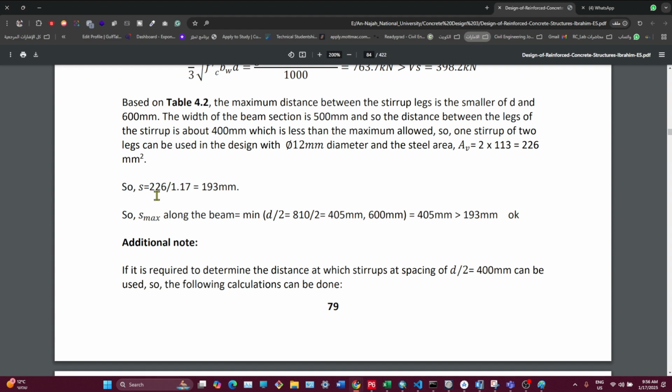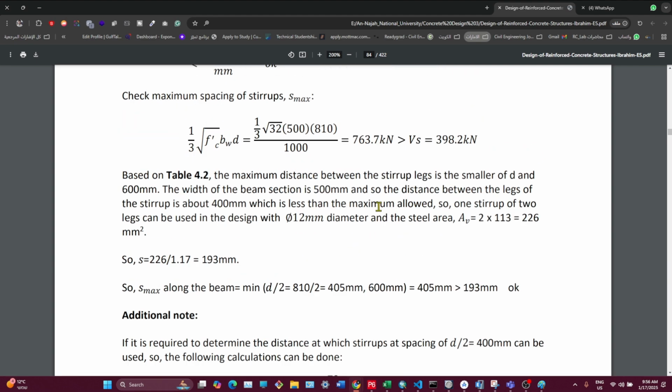If we divide the AV by the AV over S, we can compute the S, right? Then the S is equal to 193 mm. And again, we need to check the S maximum to be the minimum of d over 2, or 405, and 600. That's going to be 405.